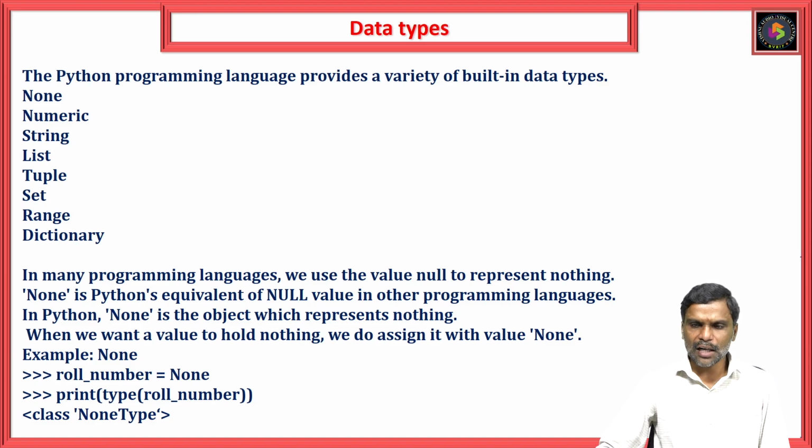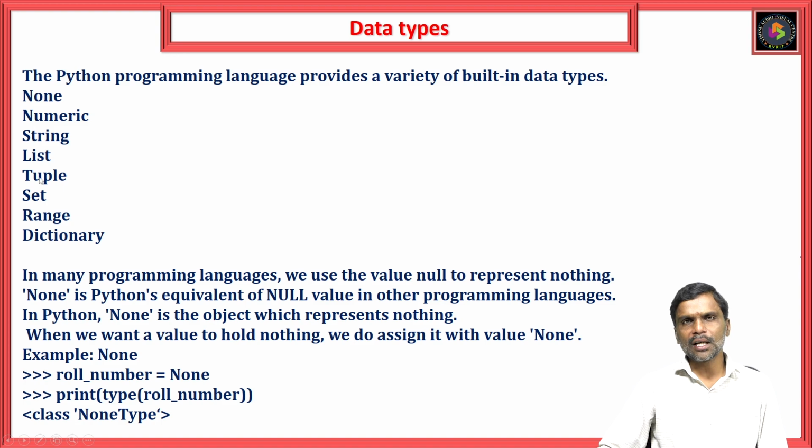Many different types of inbuilt data types are present in Python. Here you can see None, numeric, string, list, tuple, set, range, dictionary. These are the types of data type. This many data types we did not see in C. Then let us see what all this means. Before that, in this slide itself, I took None.